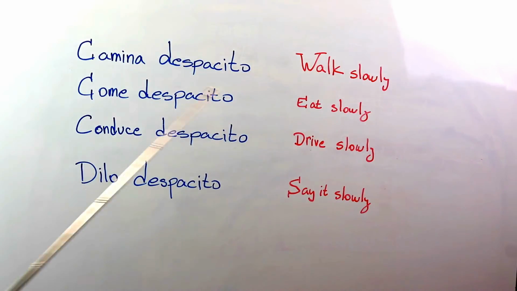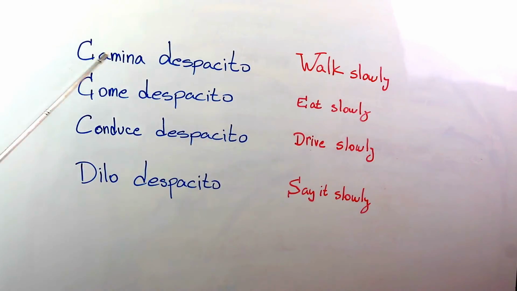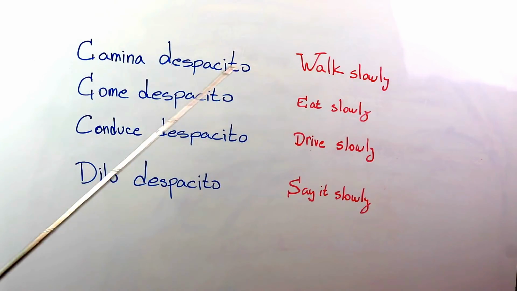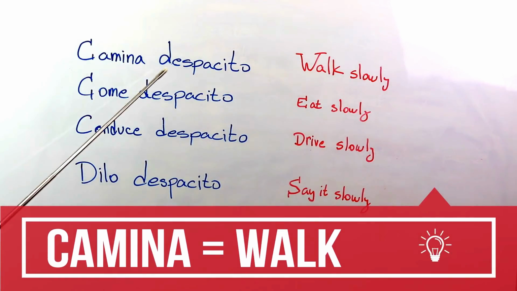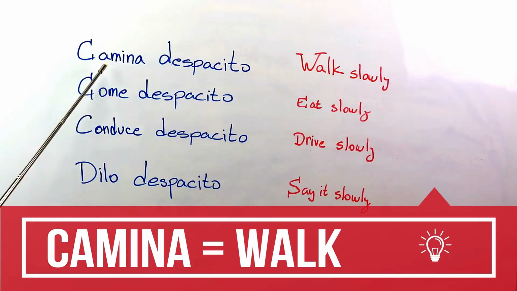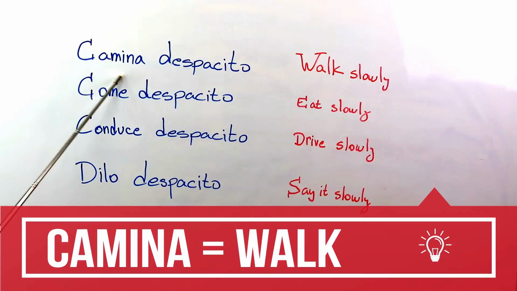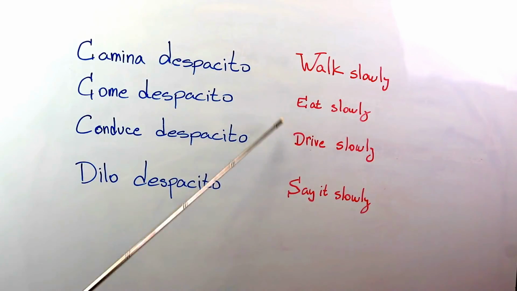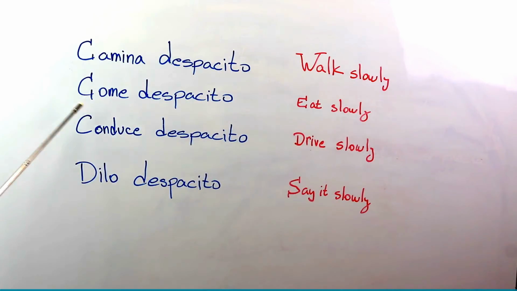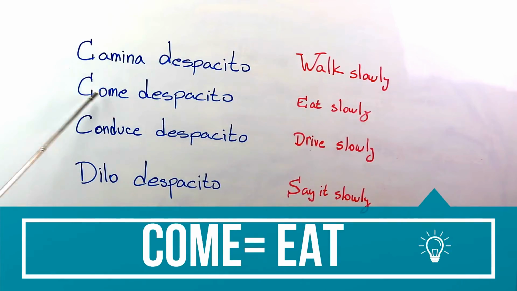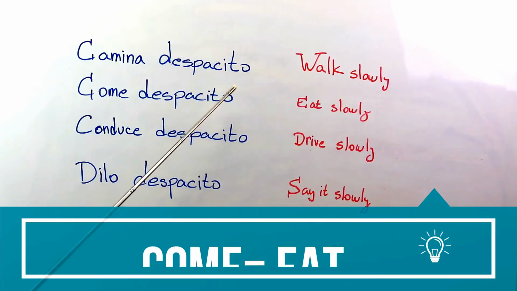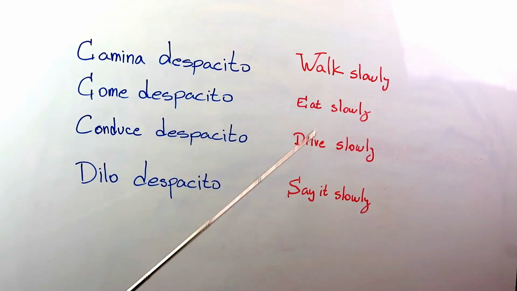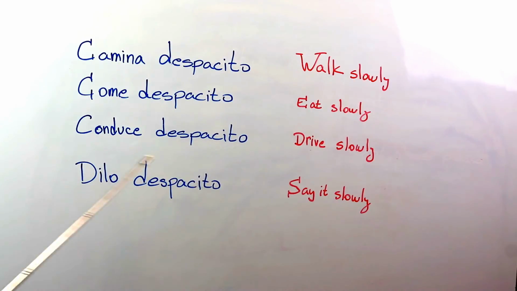If you wanted to ask somebody to walk slowly, you would ask, camina despacito. Camina, composed of three syllables, means walk. Walk slowly. Camina despacito. Next one. You're in a restaurant and one of your friends is really hungry and is eating like a savage. It's kind of embarrassing you, so you want to ask him, eat slowly. So you would ask, come, that means eat, come despacito. Eat slowly.